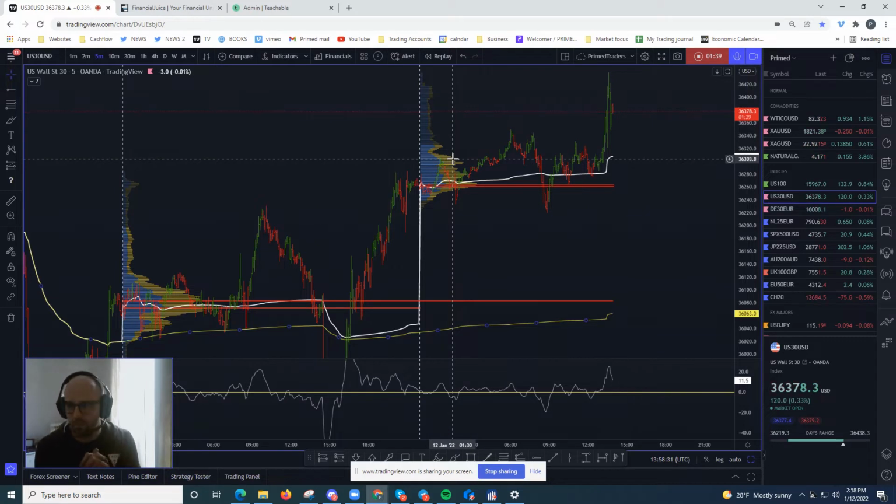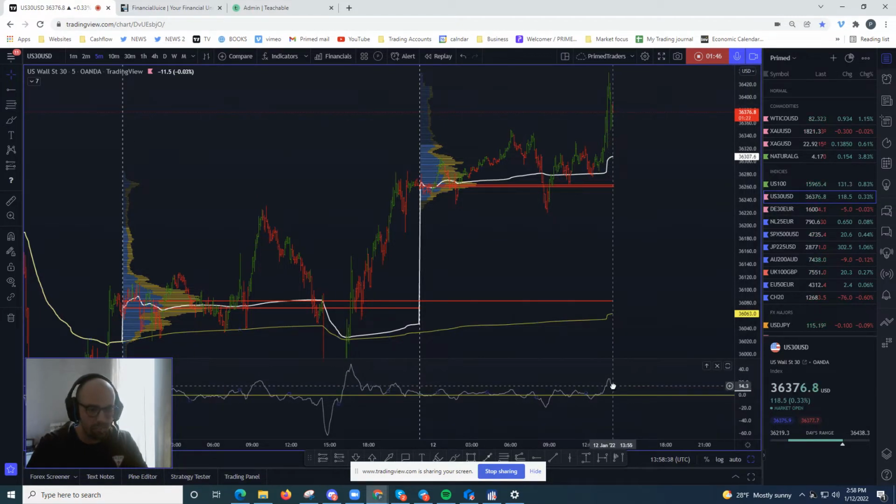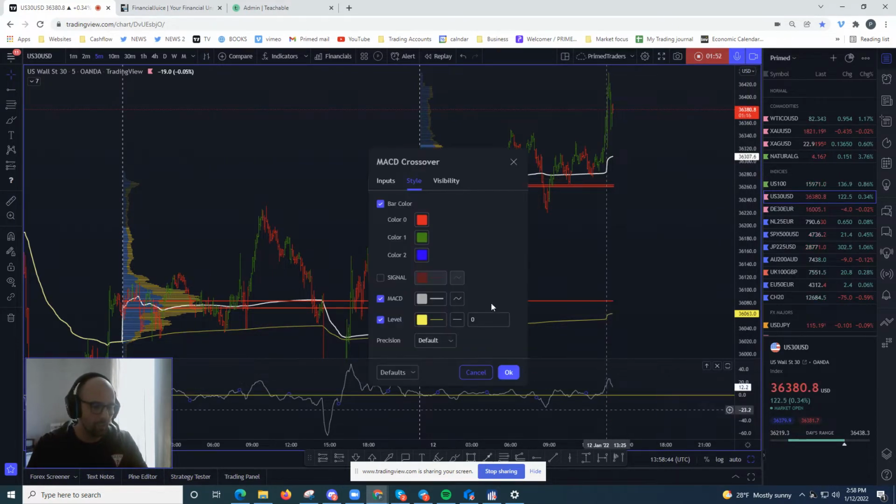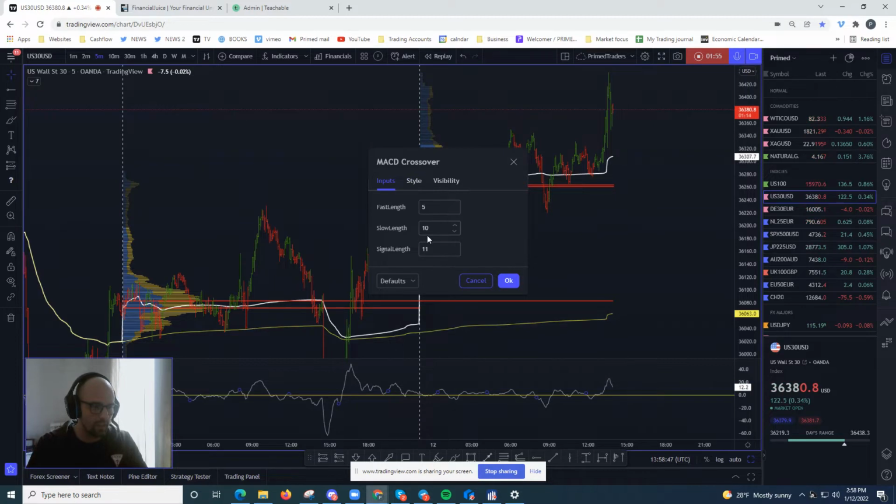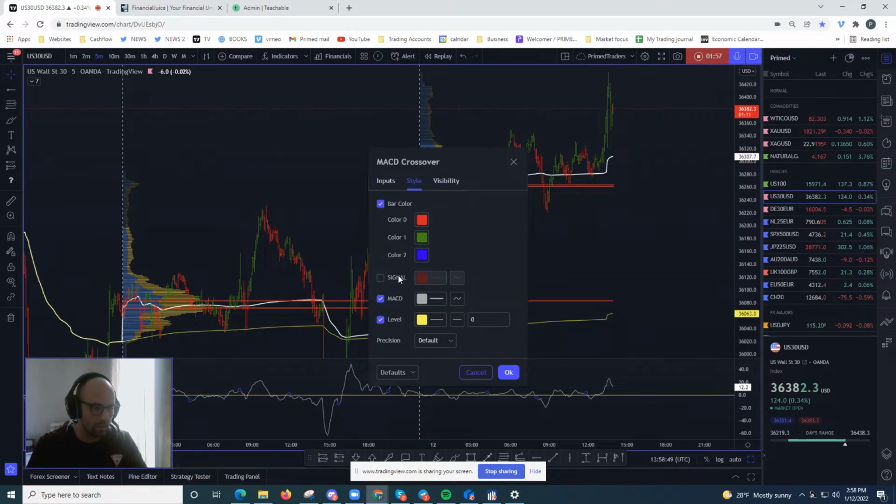This is the fixed range volume profile for the session. I got the VWAP for the day, and I got the MACD with the settings of 5 and 10. That's what I teach. That's what I use. And I use it essentially for two things: momentum and price action patterns. So as you guys can see here, 5, 10. The rest is irrelevant because signal is switched off.